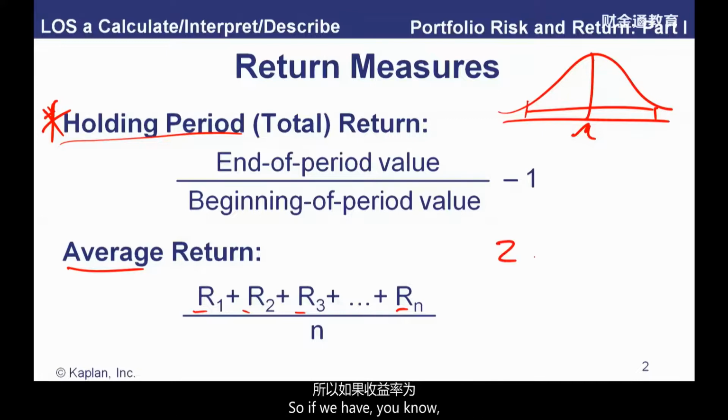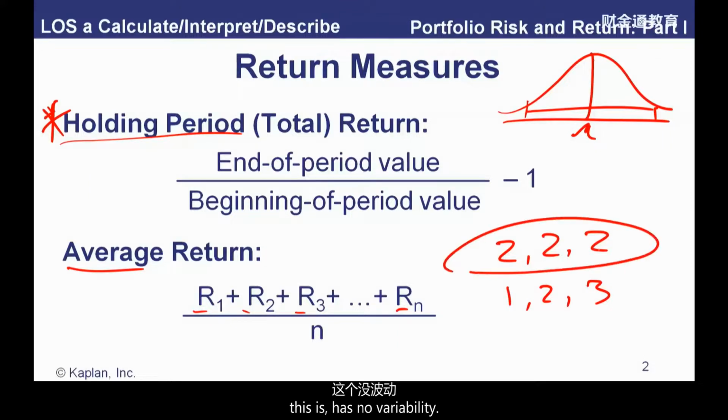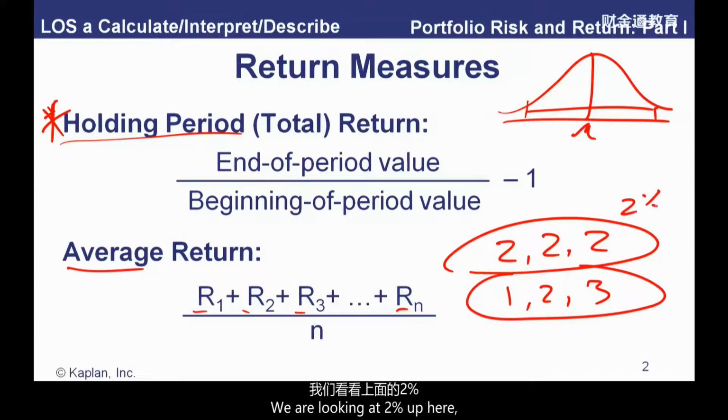So if we have a return of 2%, a return of 2%, and a return of 2%, we add them all together, we divide by 3, and we find the average return is 2%, since all the elements are 2%. We could also see it as 1, 2, and 3. We could add those together and find that the average return was also equal to 2. So the difference is this has no variability. This has variability.